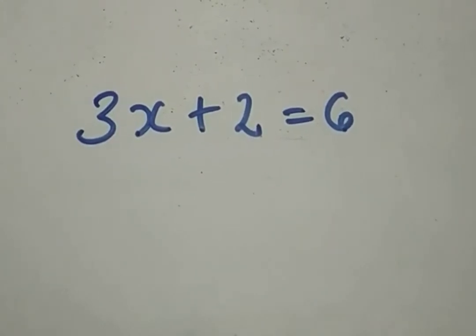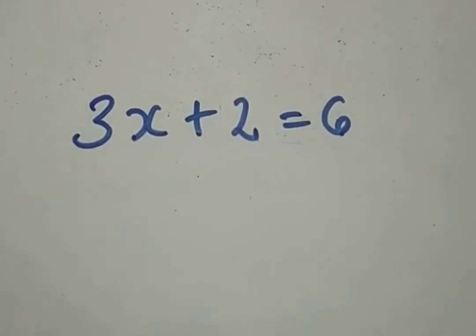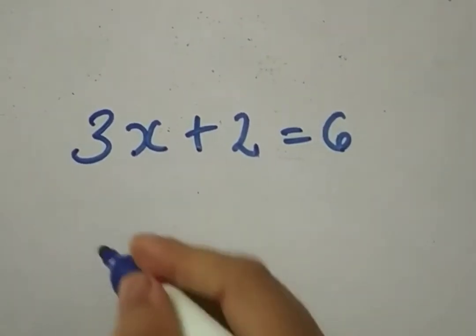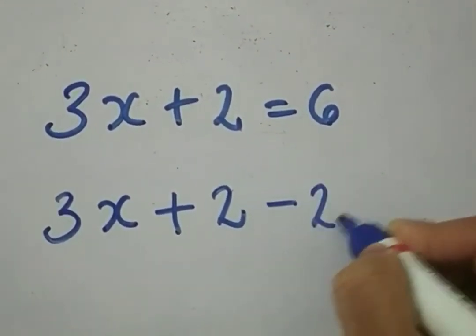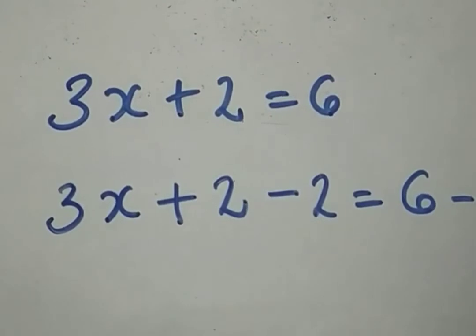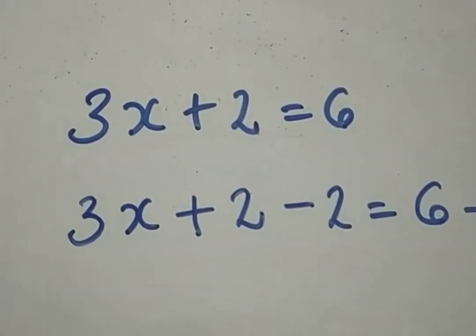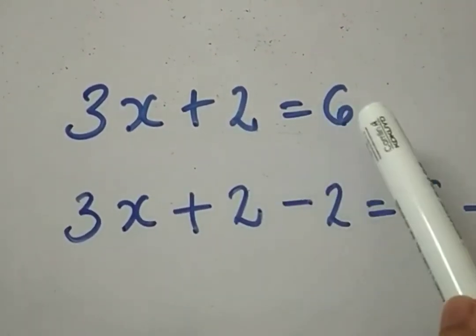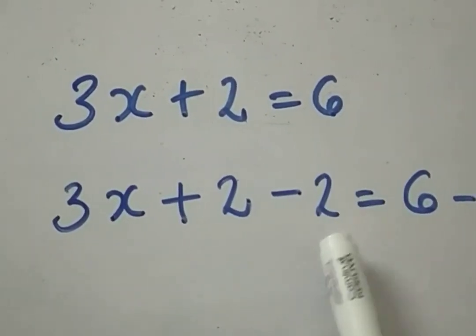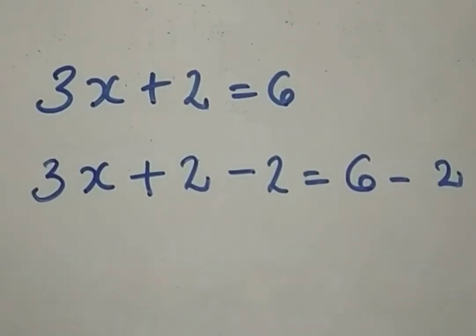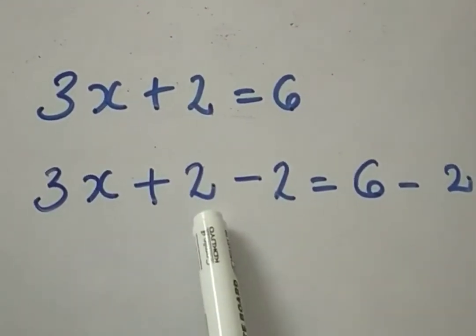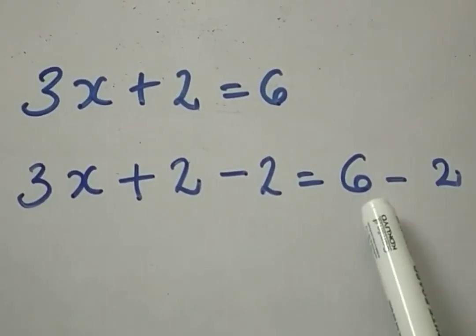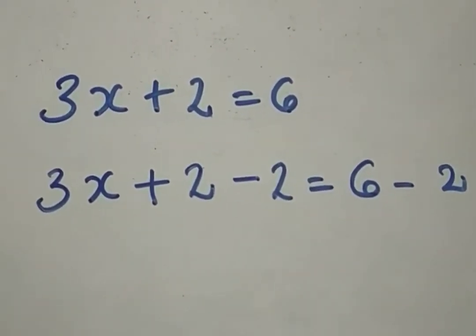We know that subtracting the same number from both sides of an equation will not make any change in an equation. So we can subtract 2 from both sides of this equation. See, here the equation was 3x plus 2 is equal to 6, and what I did is I subtracted the same number from both sides of this equation. You can see that I subtracted 2 from the left hand side and I also subtracted 2 from the right hand side. Let us see what will happen.